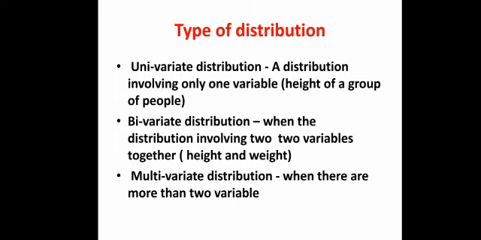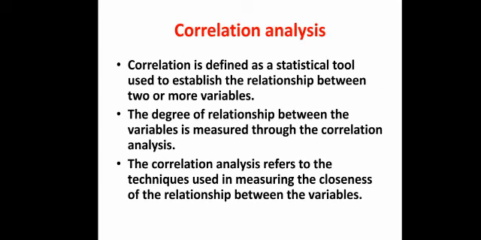But if we consider the height and weight of a group of people, the distribution involving these two variables together is a bivariate distribution. A distribution involving more than two variables is known as a multivariate distribution. Correlation is the distinguishing feature between univariate and multivariate distribution. The term correlation refers to the relation between two variables. When two variables move together, we say they are correlated.